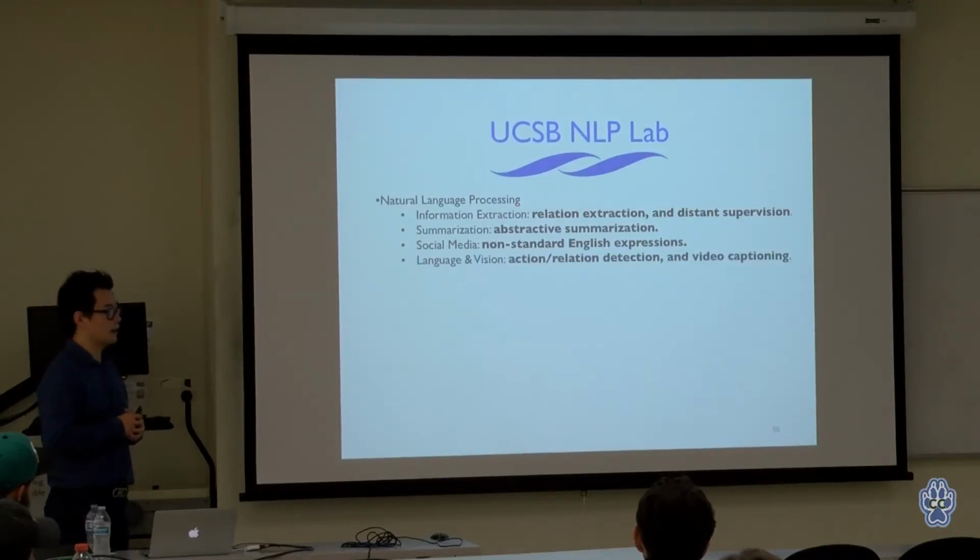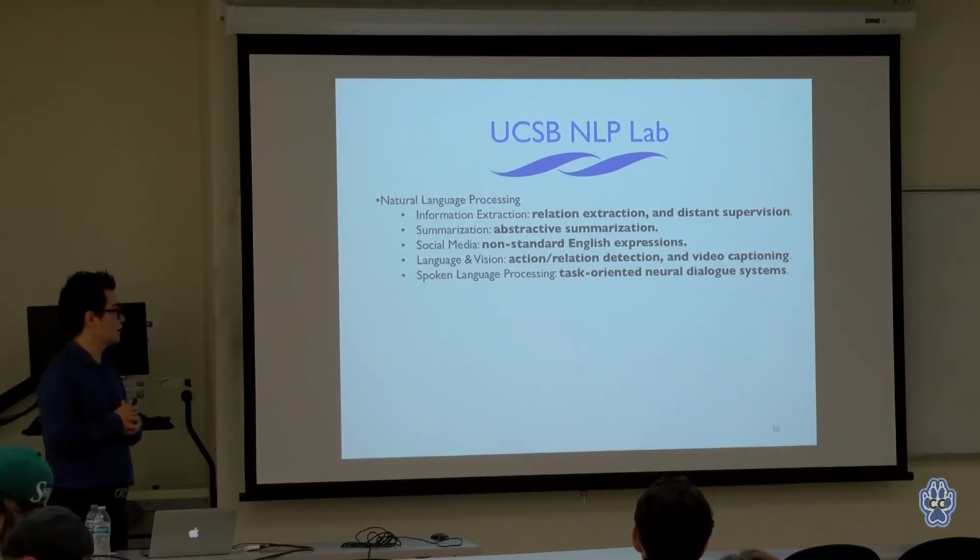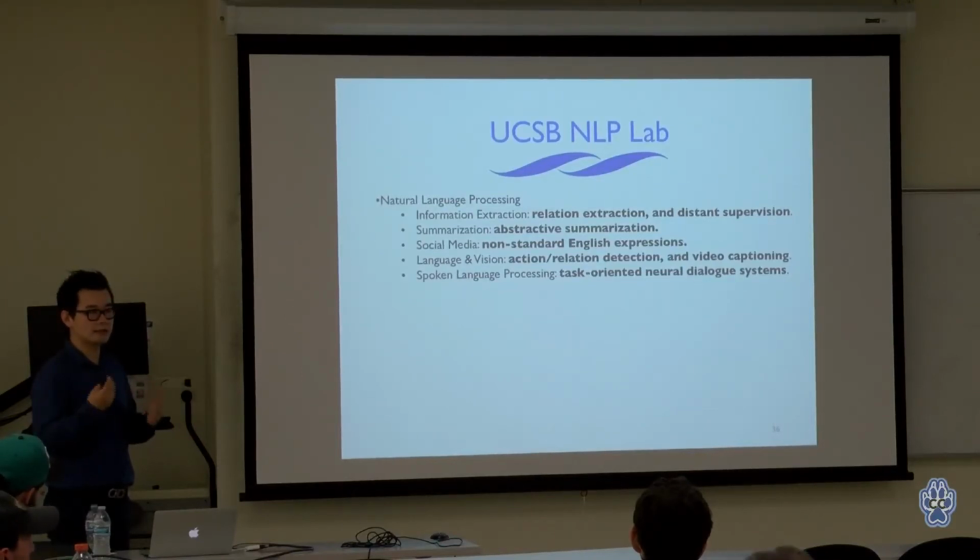Okay, and then for language and vision, we've been looking at video captioning. So given a long video, let's say half an hour, can you use machine learning and be able to, for example, in this case, generate a summary and generate some captions for these videos? For speech, we've been looking at task-oriented neural dialogue systems, so basically combining specific tasks with neural networks and be able to see whether you can build a system that can, for example, solve more complex tasks, let's say book a ticket for your next trip.